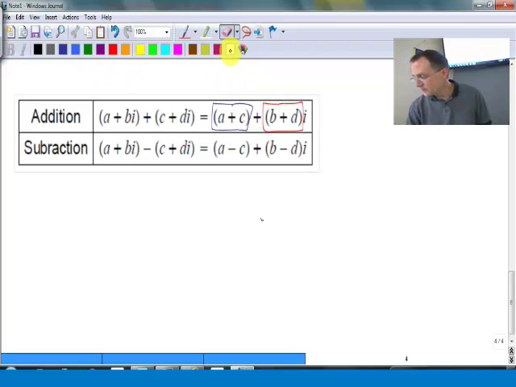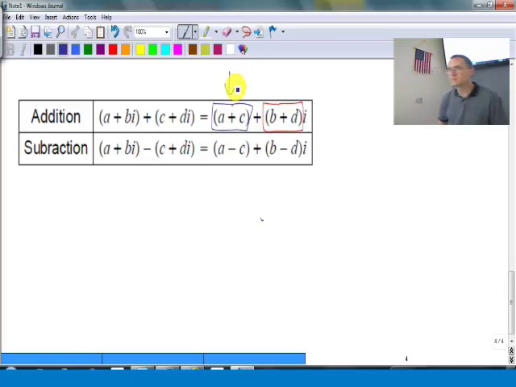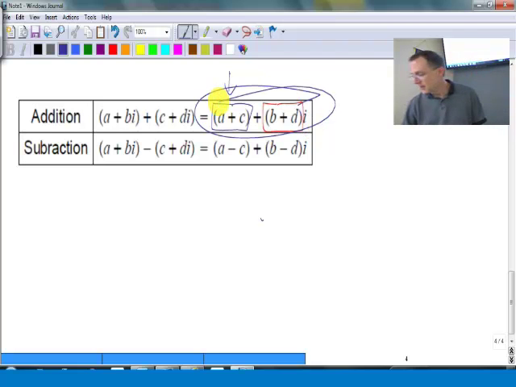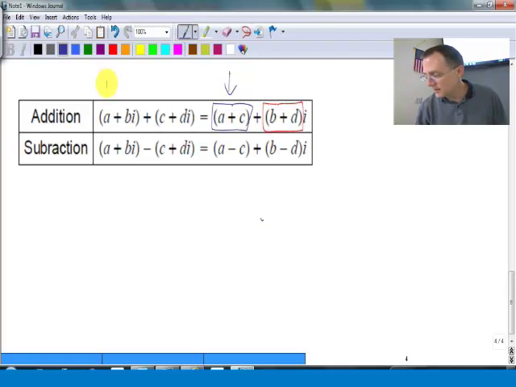The real part of the sum, are you ready for this? Is the sum of the real parts. Say that again. Although I think it was clear the first time. The real part of the sum, that is, this is the sum, and we're looking at the a plus c there, the real part. It's the sum of the real parts. We just take the a and add it to the c, and we get whatever a plus c is. The imaginary part of the sum, b plus d, is the sum of the imaginary parts. Take the b, take the d, add them together, get whatever b plus d is.